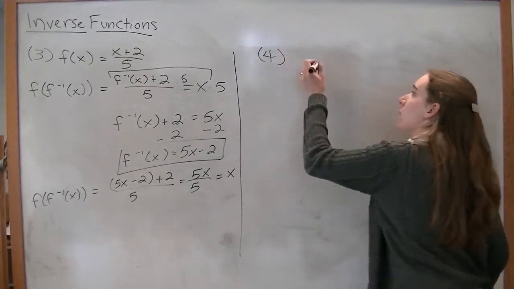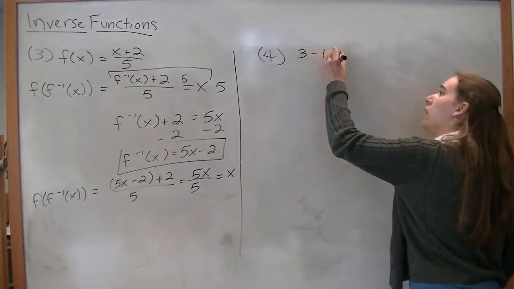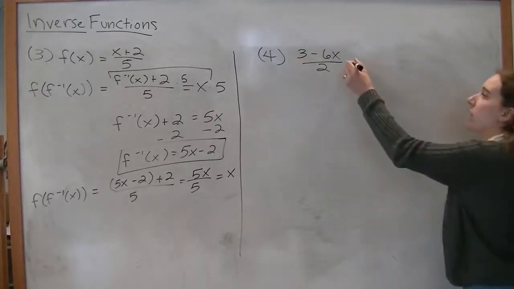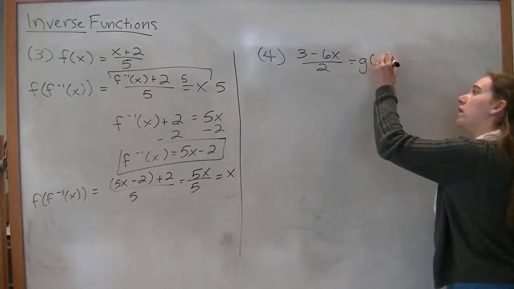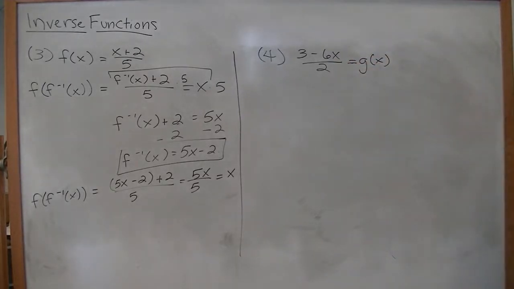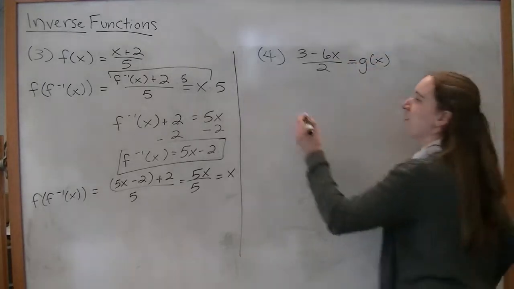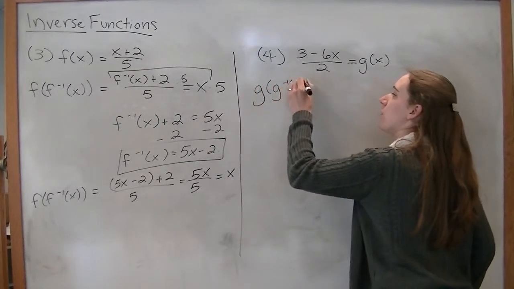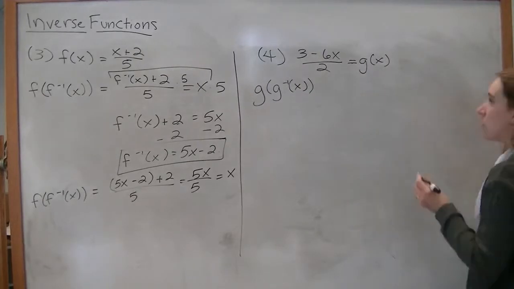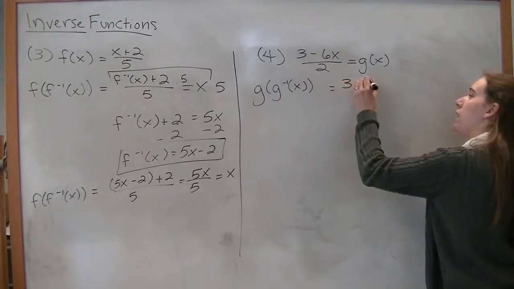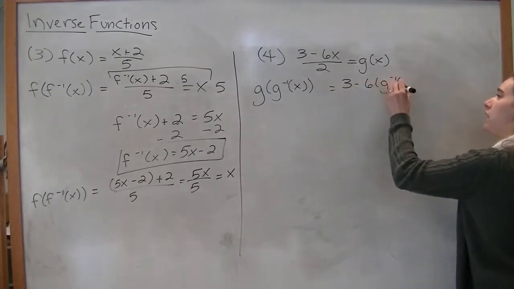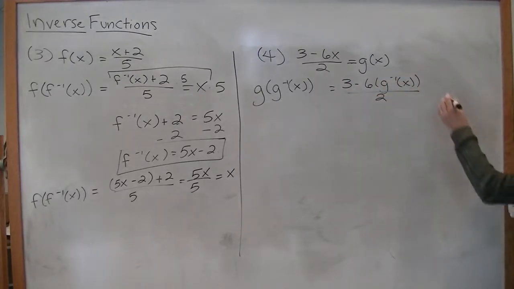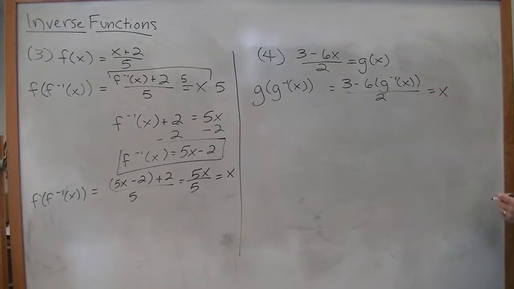For our next example, let's take 3 minus 6x all divided by 2. We'll call it g of x. Again, we want to find g inverse, so we're going to take our composition g composed with g inverse of x. So we get 3 minus 6 times g inverse of x all over 2. And we want that to be equal to x.